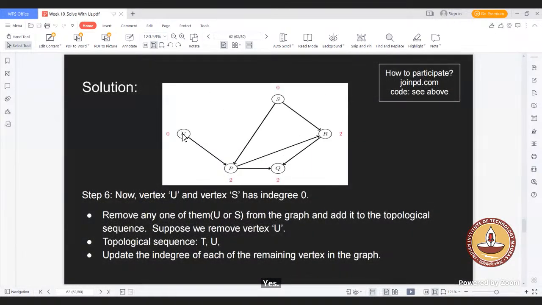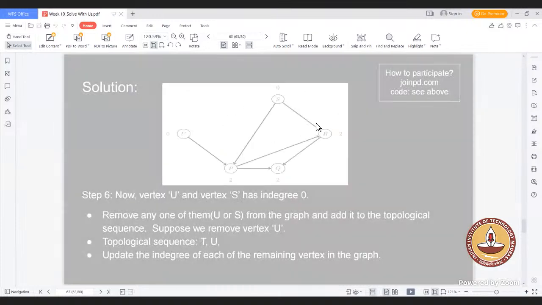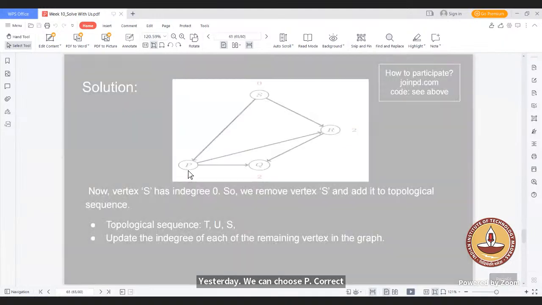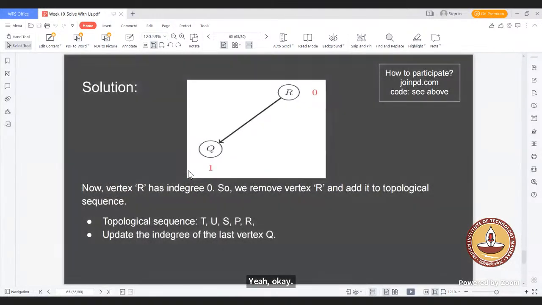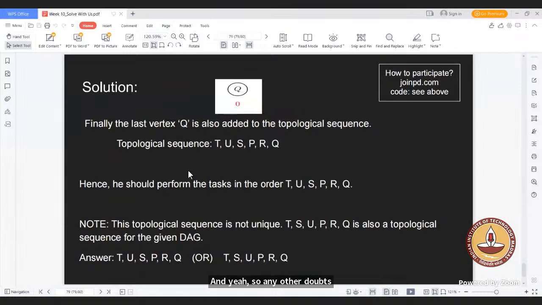See, we are removing U here, right? So P will have in-degree 1 now, and S will have in-degree 0. If we remove U now, this will be the updated graph. So we can only choose S, right? We can't choose P, correct? P goes from 0 to 1. So that's why we have to add S only. So these two are the possible answers. Any other doubts?